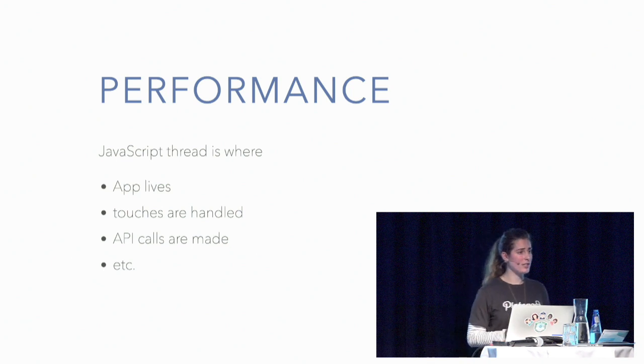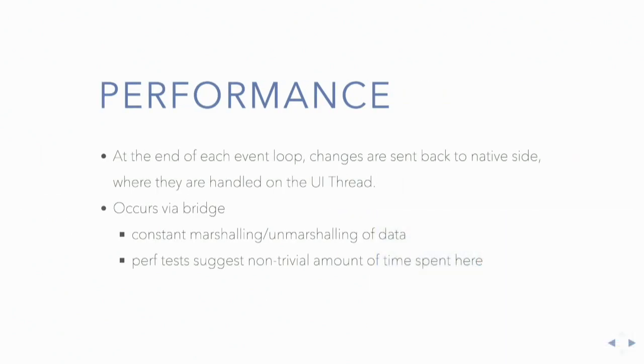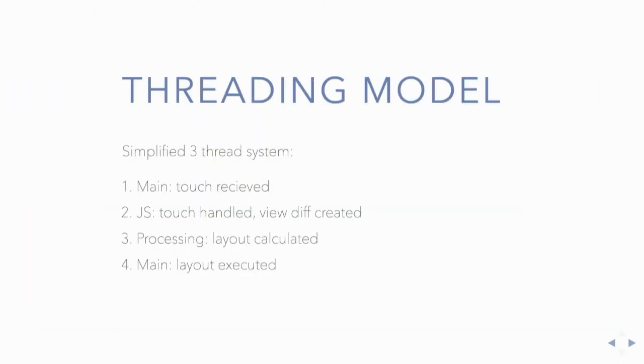We have to handle our touches, we have to make our calls and business logic there, and then after that, we have to send it all back to the native side. At the end of each event loop, instead of just rendering it, we have to send it somewhere, have it decoded, and then render it. So we're adding extra steps there. And this all occurs via a bridge, and this bridge is synchronous, and we have to unmarshal things to get them from JavaScript back to native, so there's a lot of extra work going on here.